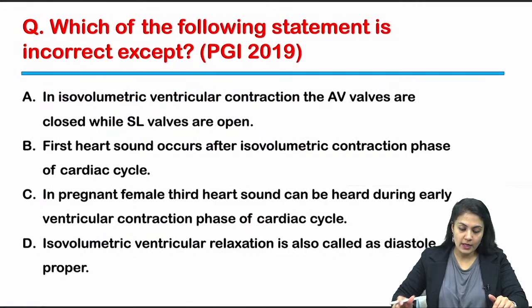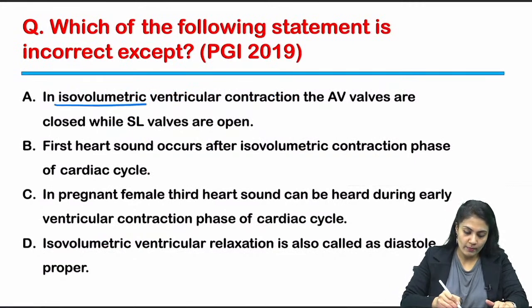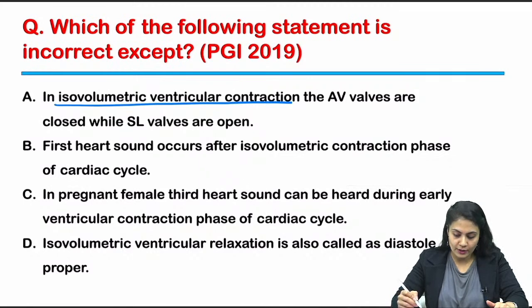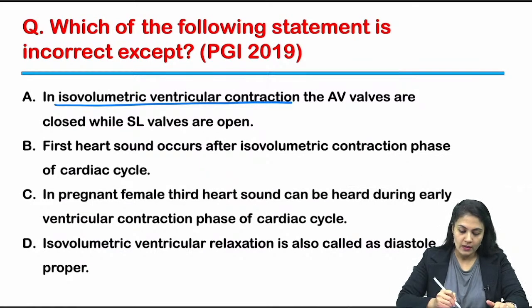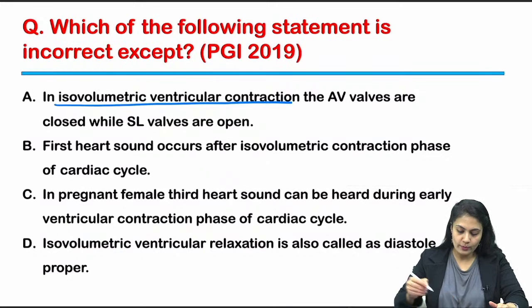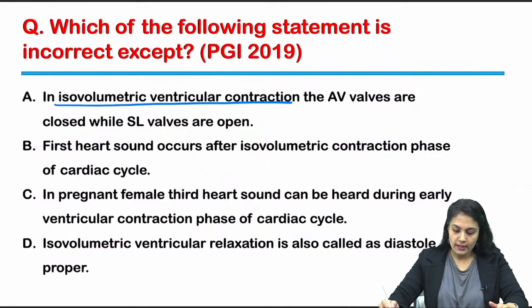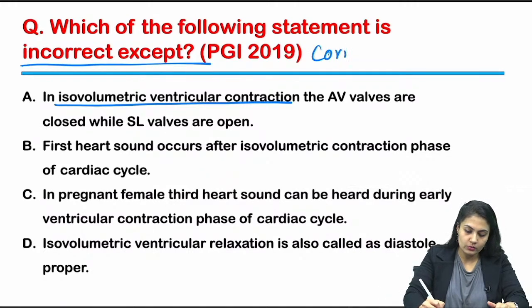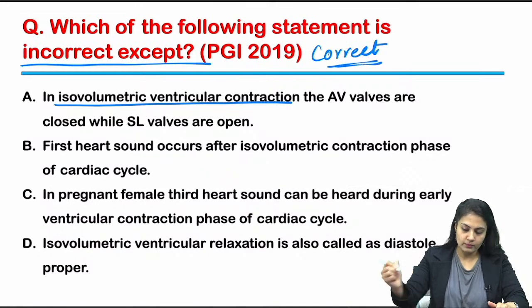Which of the following statements is incorrect? In isovolumetric ventricular contraction, the AV valves are closed while the SL valves are open. The first heart sound occurs after the isovolumetric contraction phase of the cardiac cycle. In a pregnant female, the third heart sound can be heard during the early ventricular contraction phase of the cardiac cycle. Isovolumetric ventricular relaxation is also called diastole proper. Incorrect except, meaning we have to find the correct option.